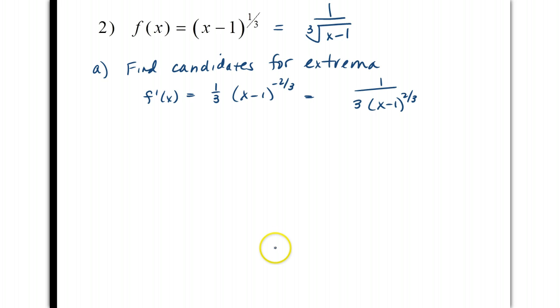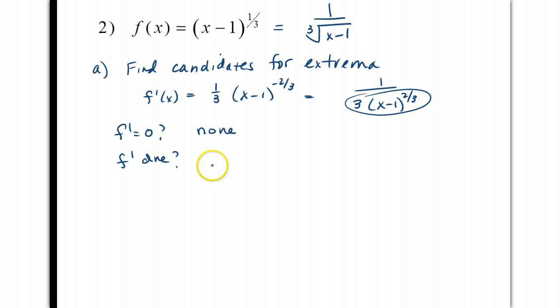Okay, now where does f prime equal 0? If you look in your numerator, up here, 1 will never equal 0, so there's none. Where does f prime not exist? Well, that would be in the denominator, and that would be at x equals 1. So that's a possible candidate. So we're going to test it.